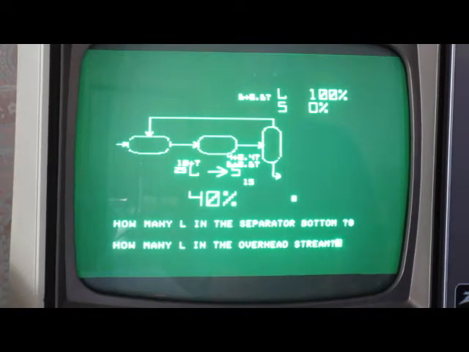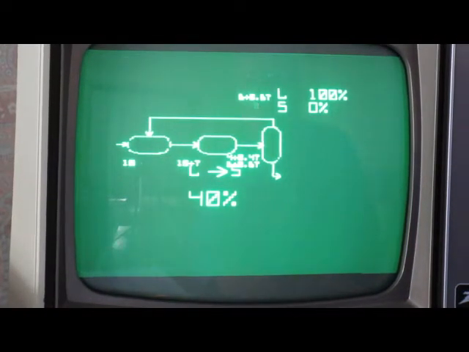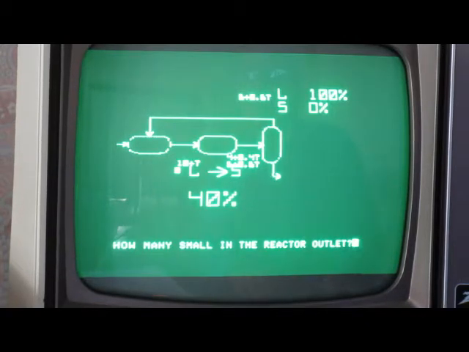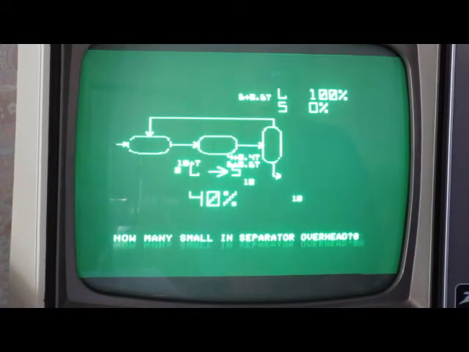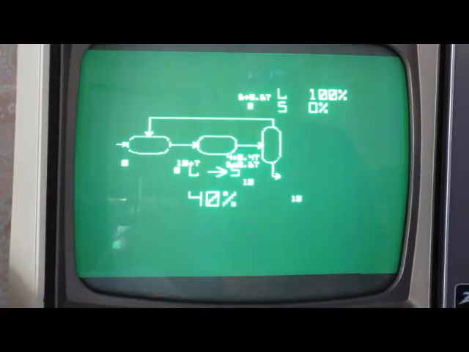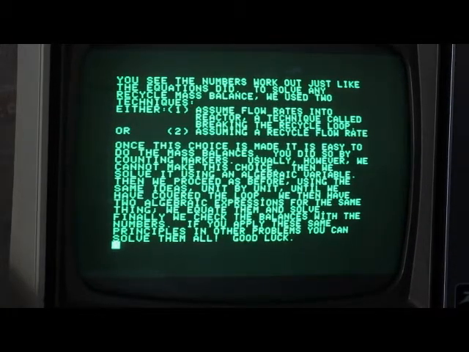How many L in the overhead stream? That would be 15. How many L in the process feed? That was 10. How many small in the reactor inlet? That would be 0. In the reactor outlet, we formed 10, so that will be 10. And in the separator bottom, it will be all of them, so that's 10. In the separator overhead, none of them, that would be 0. In the process inlet, there aren't any, and so you see the numbers work out just like the equations did.